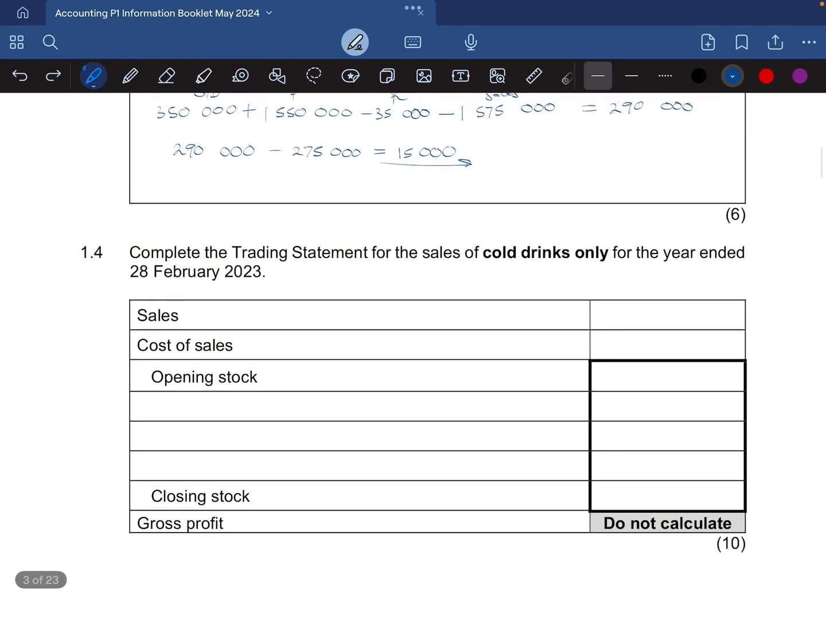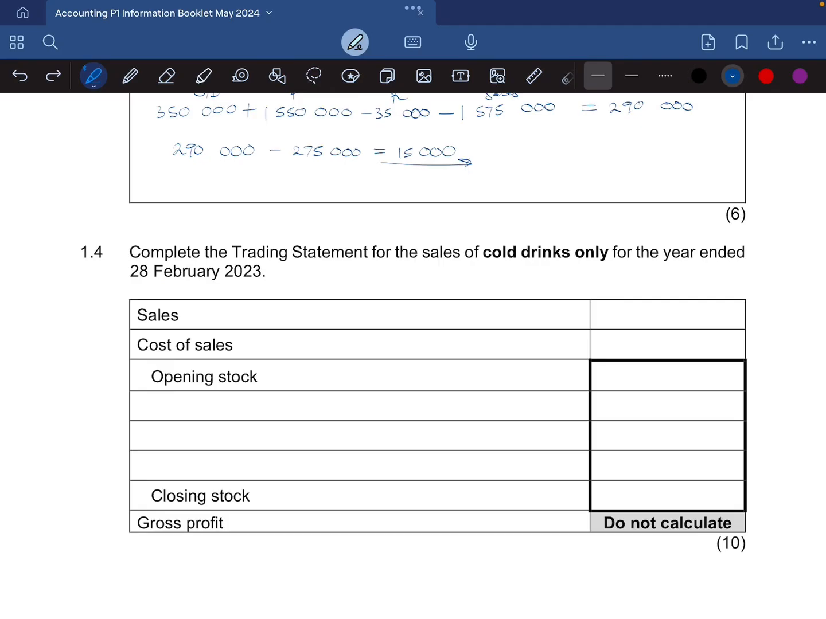Okay, so now 1.4, we're going to complete the trading statement for the sales of cold drinks only for the year ended 28 February 2023. Remember, we were told that they use the periodic inventory system, so that was highlighted in the previous video where we were talking about VAT. So that is in conjunction with the information from that question. If you haven't watched it, please ensure that you do, so you can know what is going on.